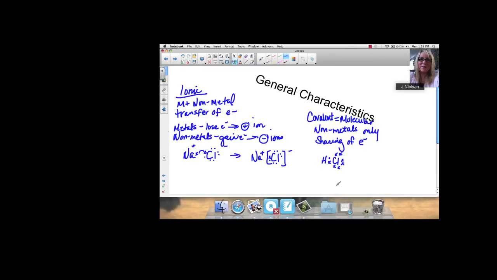Everybody's happy because chlorine now has 8 in its valence shell, and hydrogen is happy because it has 2 in its valence shell. Remember, hydrogen is the exception to the octet rule. It does not want 8, it only wants 2.